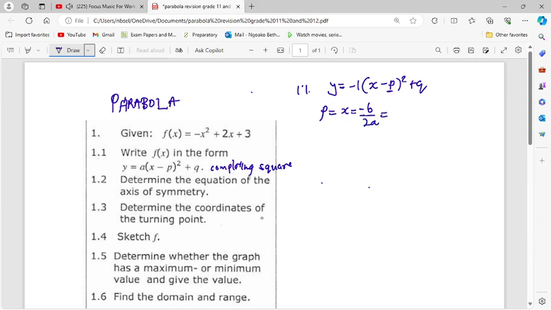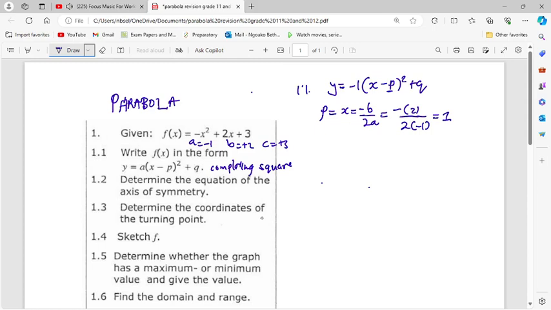And if that is the case, then we know that in this part a is negative 1, b is positive 2, then c equals positive 3. So we can substitute here the minus into the value of b, which is 2, over 2 into minus 1, which is the value of a. And now we'll have negative divided by negative is positive, then we'll have the answer of 1. So we can have the value of p is 1.